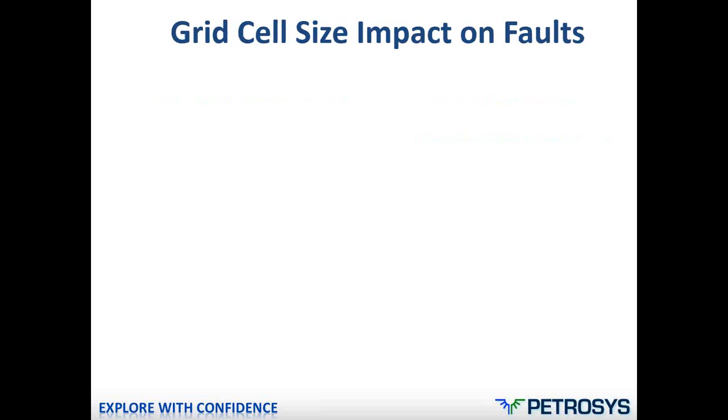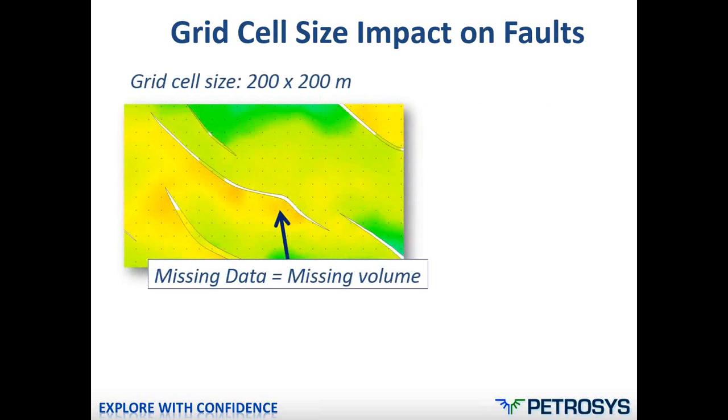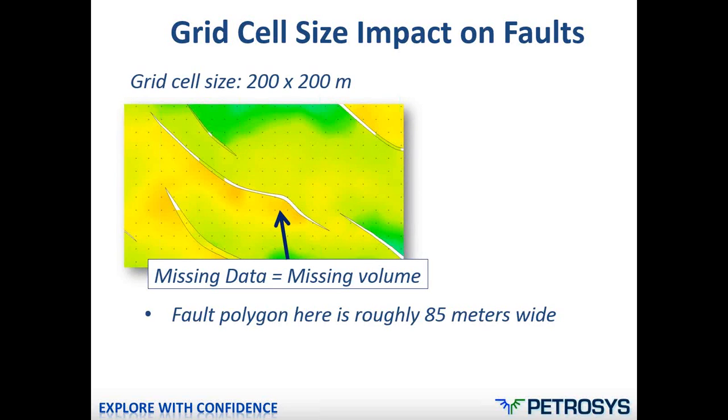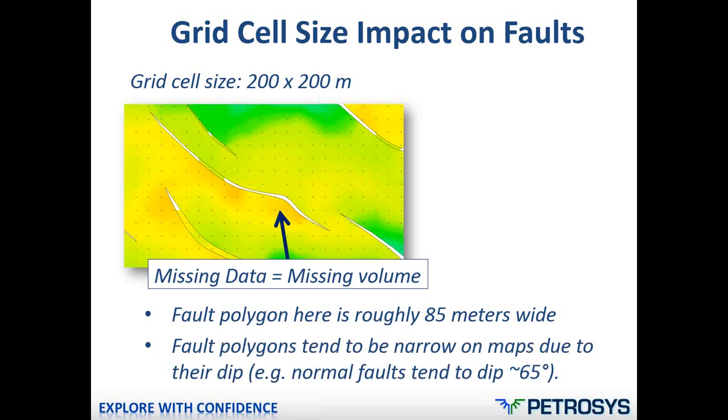The other important parameter that has impact on gridding with faults is a grid cell size. So in this example, I'm using a grid cell size of 200 by 200 meters. And as you can see, the fault polygons are much narrower, so the width is about 85 meters. This is due to their steep dips. So the dips are about 65 degrees. And for the software to be able to notice the faults, there must be grid nodes inside the fault polygons. So as you can see over here, where there is a grid node, the fault polygon is also color filled. Where there is no grid node, there is missing value, and the area is blank.